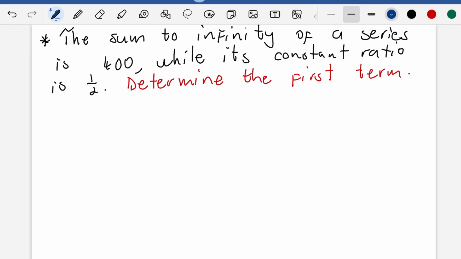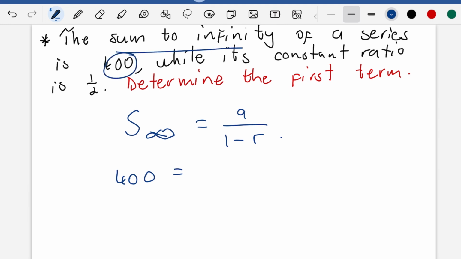Have a look at this example. Here we're told that the sum to infinity of a series is 400, and its constant ratio is a half, and we're asked to determine the first term. Well, remember, the formula says the sum to infinity is always a over 1 minus r. So in place of sum to infinity, we can put 400, since we've been told that the sum to infinity is 400. And we don't know the first term, but we know that r is a half.